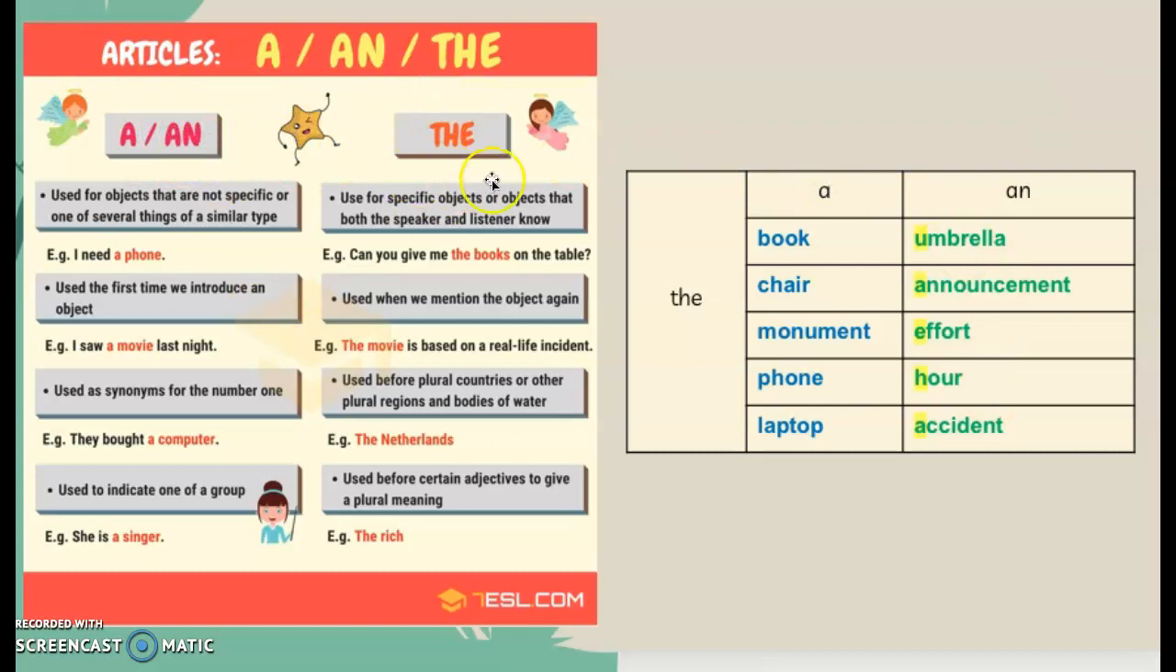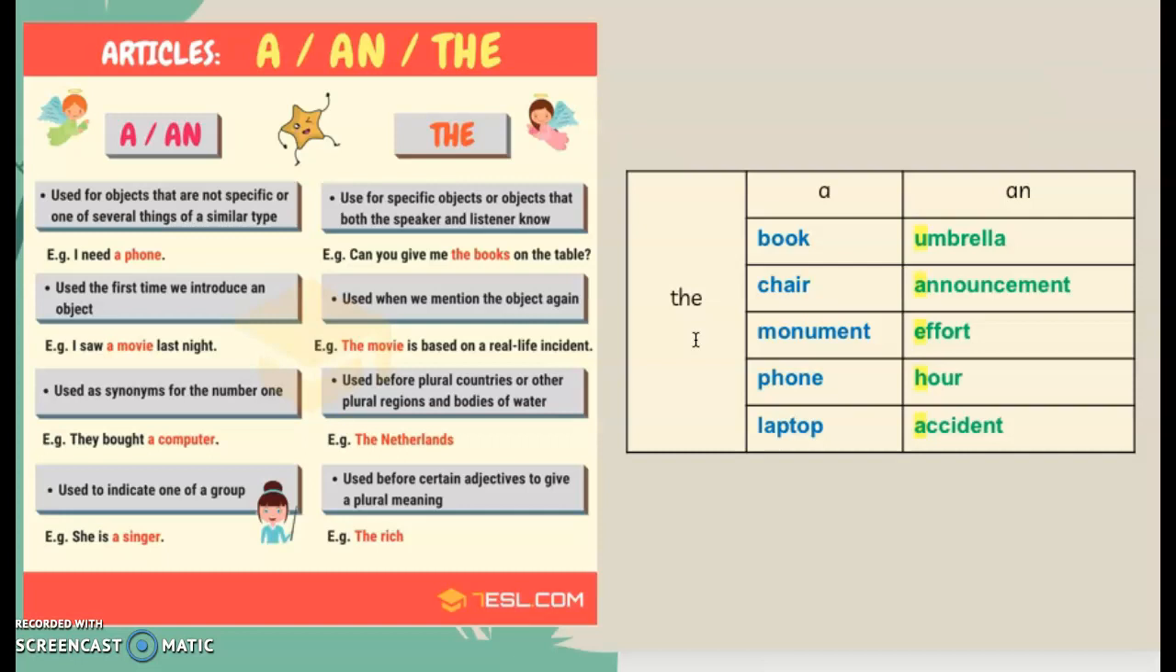Now the usage for the: you can use it for both words. You see, it can be the book, it also can be the umbrella. So what's the difference? The difference is we use the to show a specific object, or an object that both the speaker and listener know. For example, if I say I want the book, that means that specific book. The book that is on the table, for example, the book that is on the desk. So it refers to a specific thing.